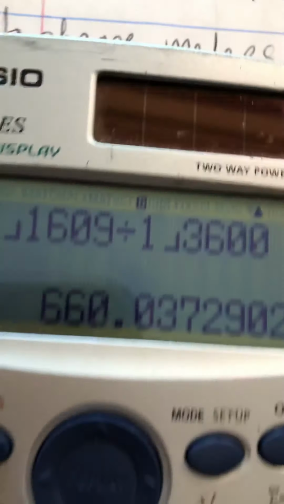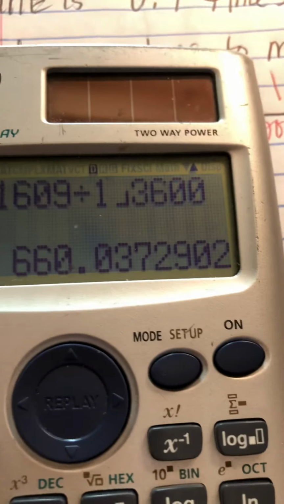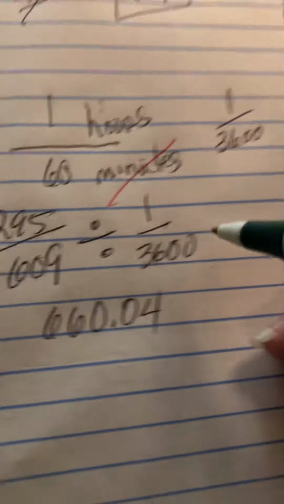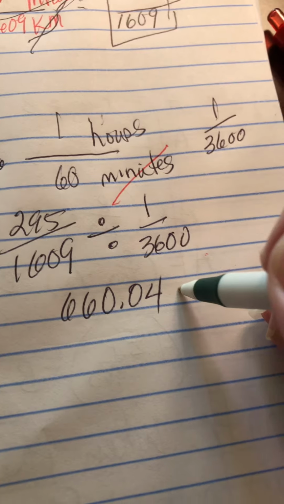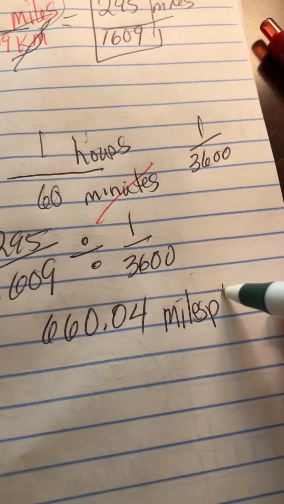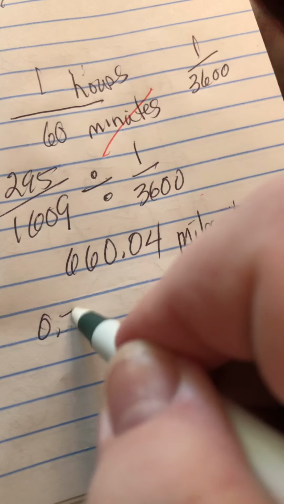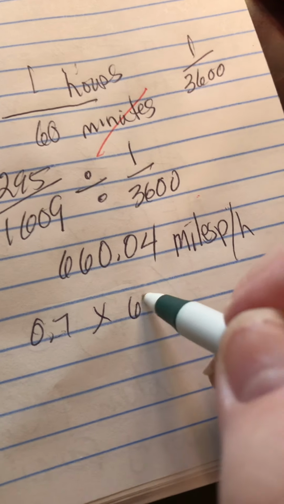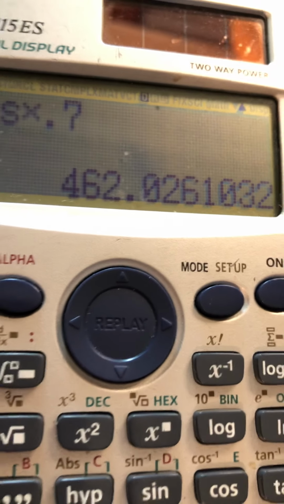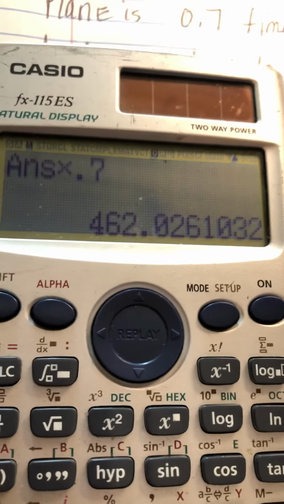So that comes up with 660.04, let's say. What that's telling us is that 660.04 miles per hour is what makes Mach. And so if we want to know what's 0.7 times Mach, we would say 0.7 times this number. So if we do it times 0.7, there is 462.02. Well, they just went to the nearest whole number. So the answer is 462. That's the speed of the plane.